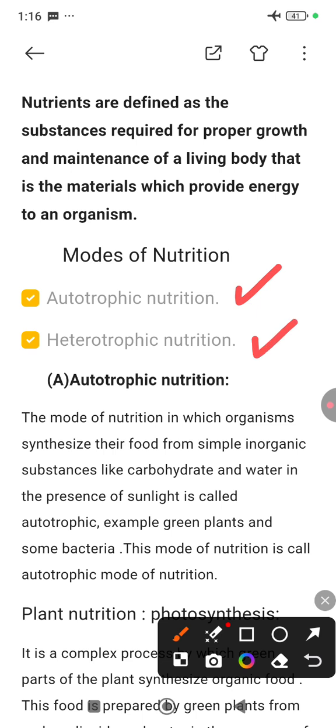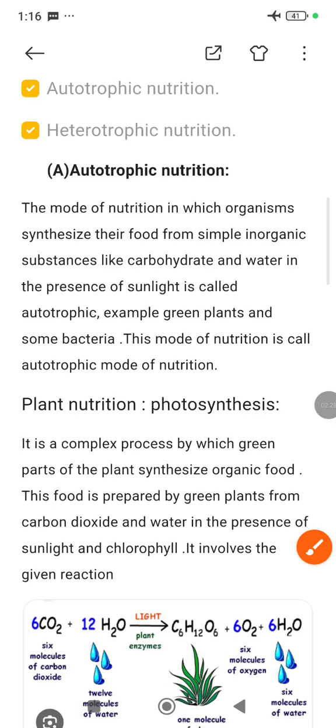Now, we are going to explain the meaning of autotrophic mode of nutrition. So, what is the meaning of autotrophic nutrition? The mode of nutrition in which organisms synthesize their own food from simple inorganic substances like carbon dioxide and water in the presence of sunlight is called autotrophic mode of nutrition. And the organisms which show autotrophic mode of nutrition are known as autotrophs.